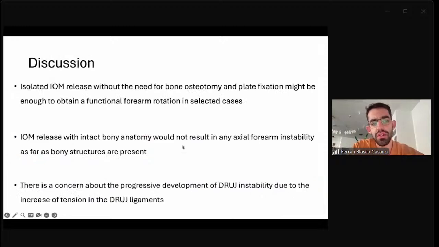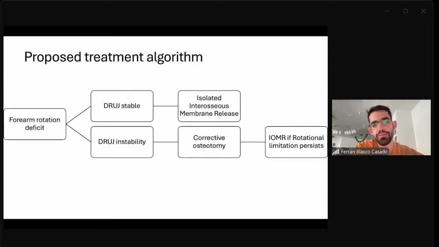In terms of discussion, isolated interosseous membrane release without the need for bone osteotomy and plate fixation may be enough to obtain a functional forearm rotation in selected cases. Interosseous membrane release with intact bony anatomy would not result in any axial or forearm instability as far as bony structures are present. There is a logical concern about the progressive development of distal radioulnar joint instability due to the increase of tension in those ligaments.